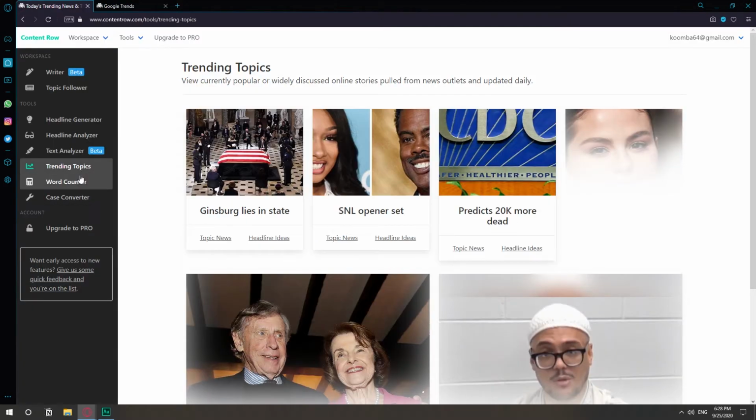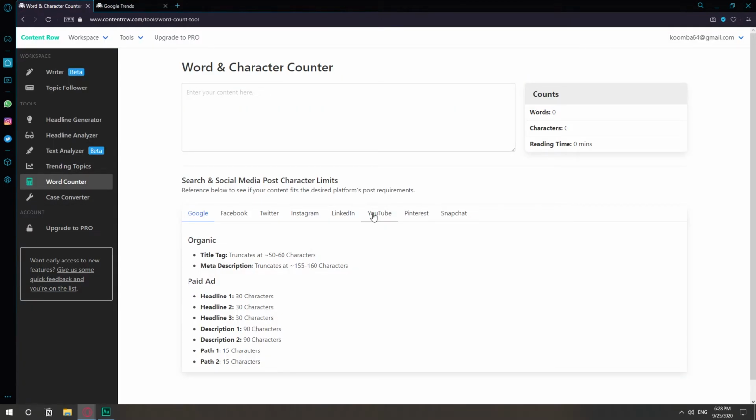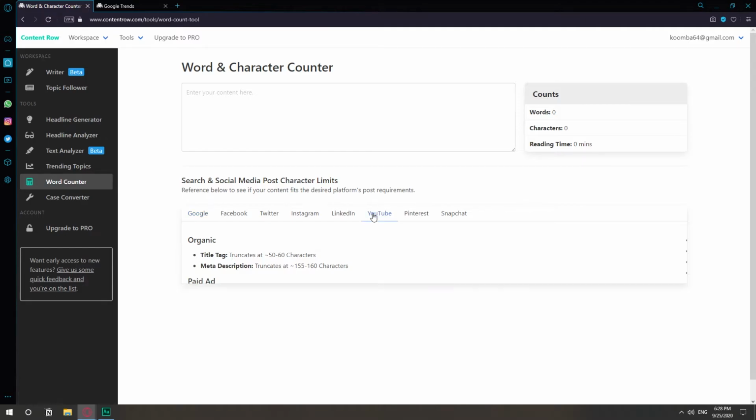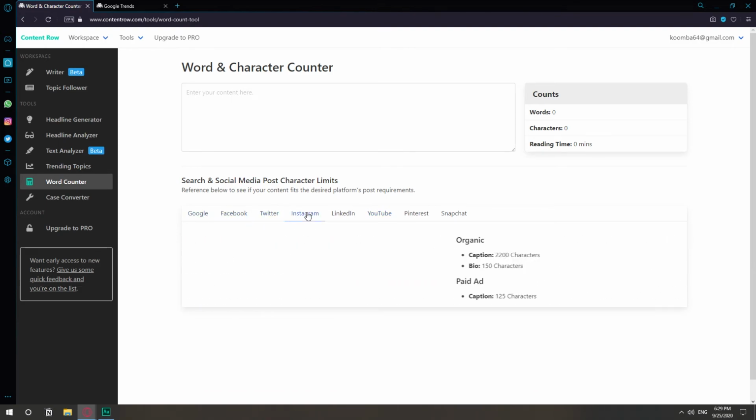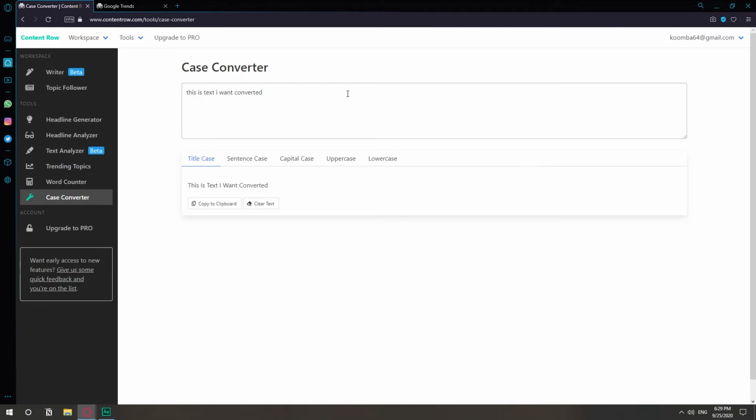It also has a word counter, which is very important. I think it was Mr. Beast that I heard saying that he tried to make his titles under 50 characters, and I've tried it out myself and it's true. If you make your title over 50 characters, there's a high chance that YouTube will just crop your title, putting the little three dots at the end, signaling that the title continues. So that's very interesting. It gives you guidelines as to what you should do for different platforms. And a case converter, which may be a little lazy, but maybe has some use for some people.